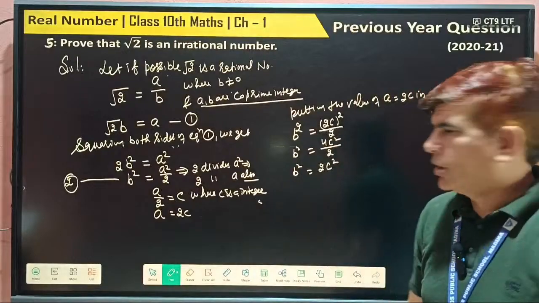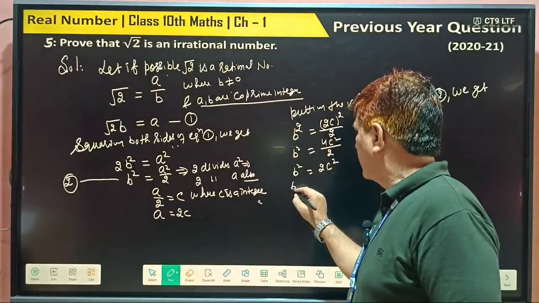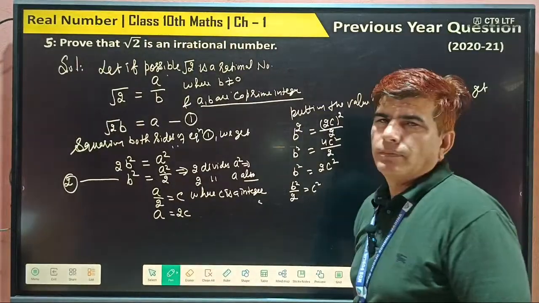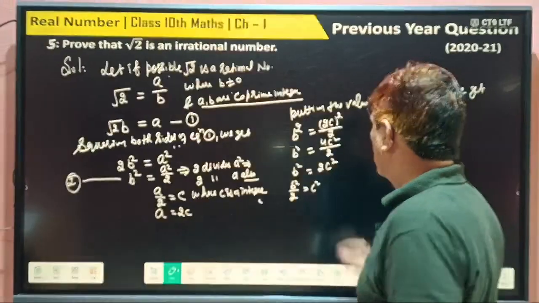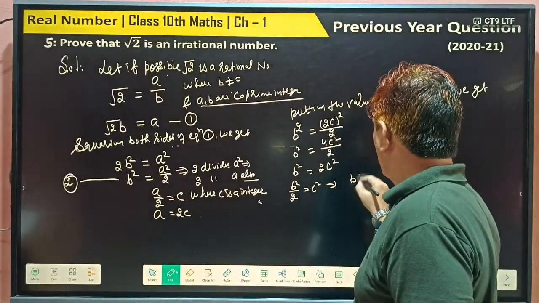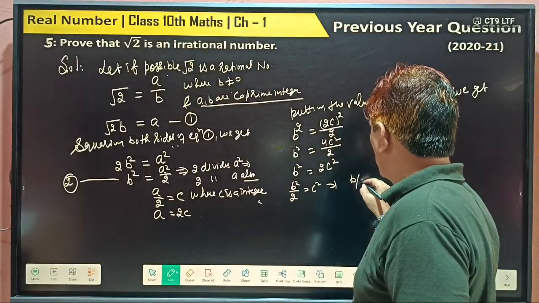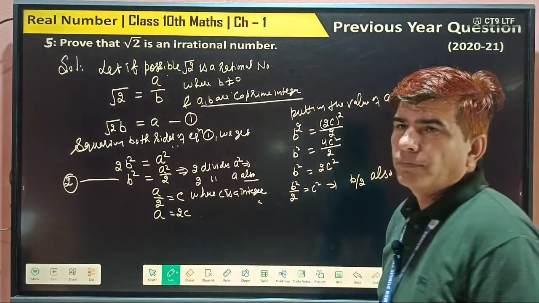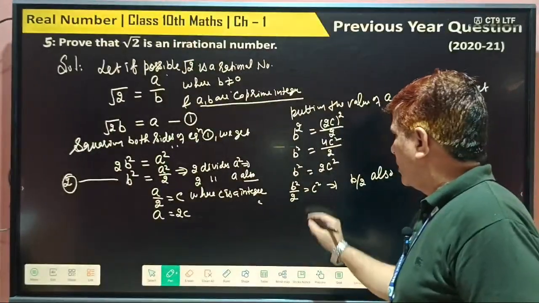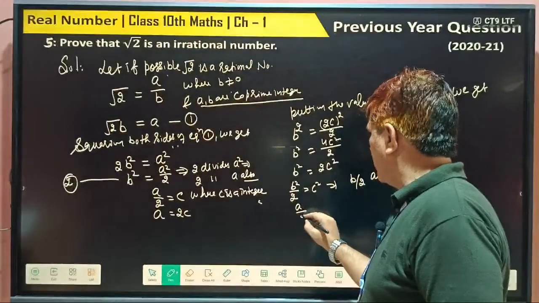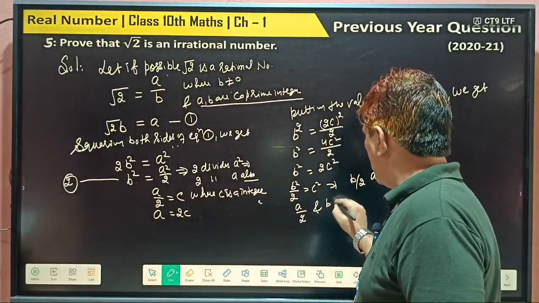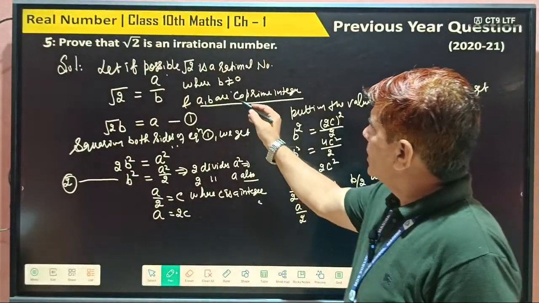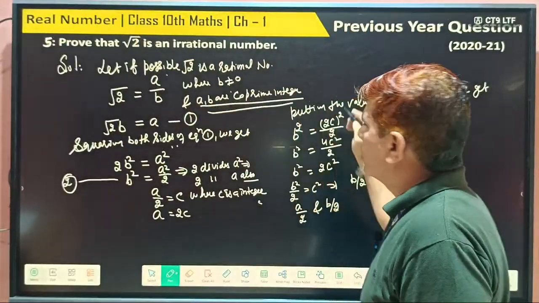Got this? No doubt. 2 bring on this side: B square divided by 2 is equal to C square. Again by that theorem, this implies 2 divides B also. So A is divisible by 2 and B is divisible by 2. But in the starting we said A and B are co-prime.